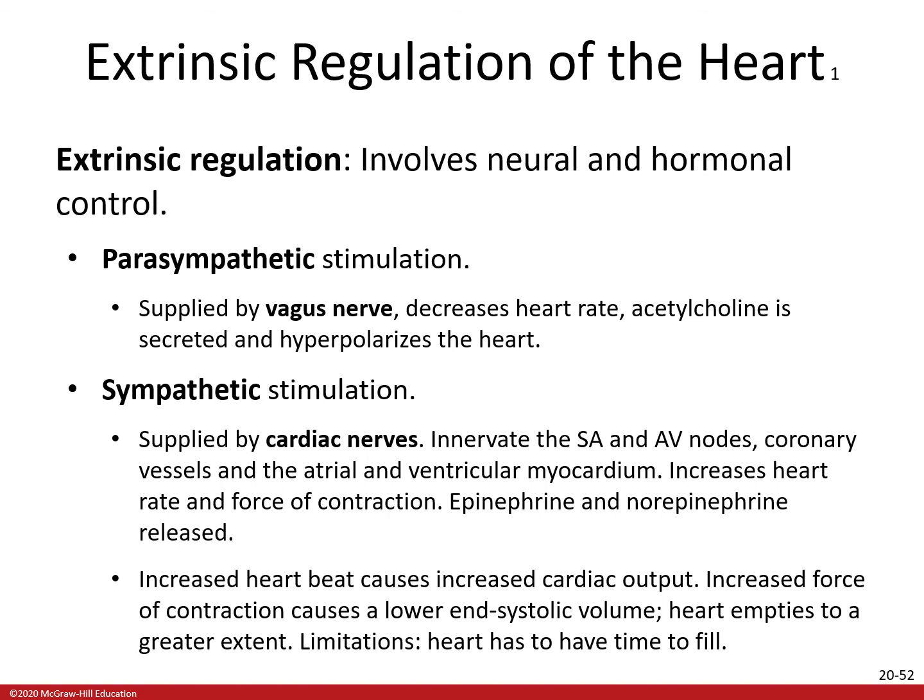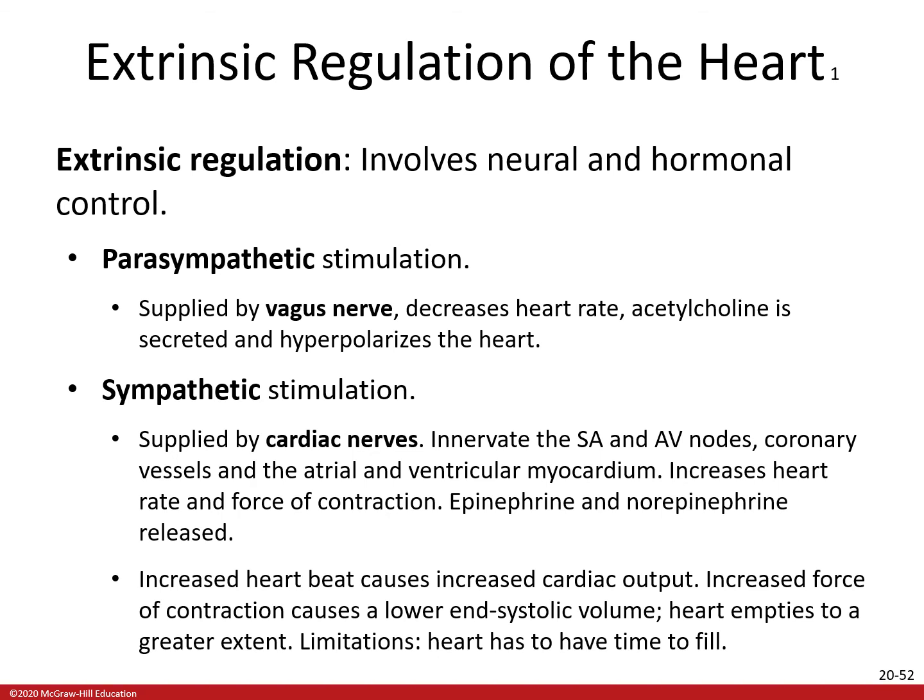The next is going to be the sympathetic stimulation, and this is going to be supplied by a different nerve, the cardiac nerves. This is going to innervate the SA and AV nodes, which again, remember, are in the right atrium, coronary vessels, and the atrial and ventricular myocardium. It is going to increase the heart rate and force of contraction, and the two hormones, epinephrine and norepinephrine, are going to be released. It is also going to increase our heartbeat and cause an increased cardiac output.